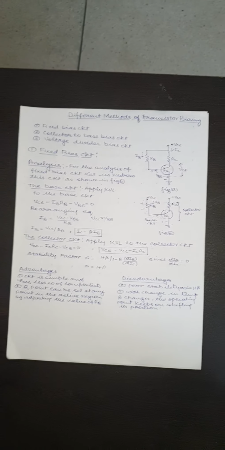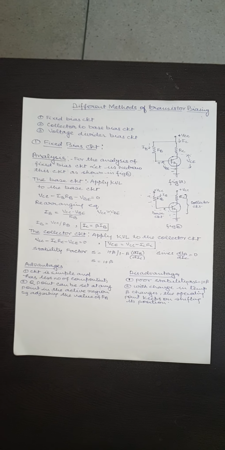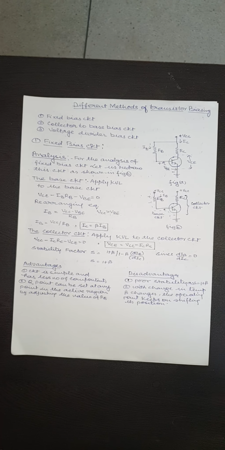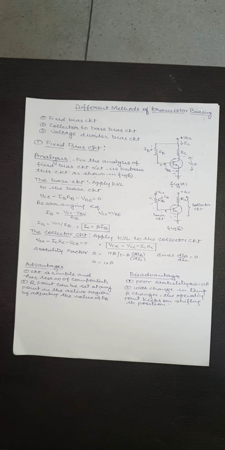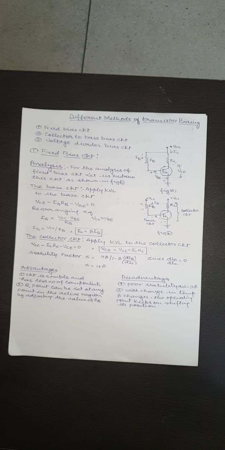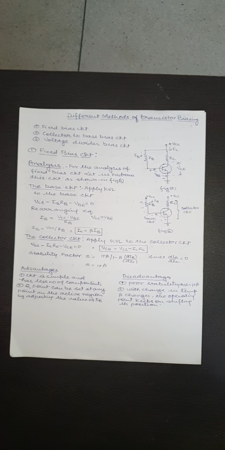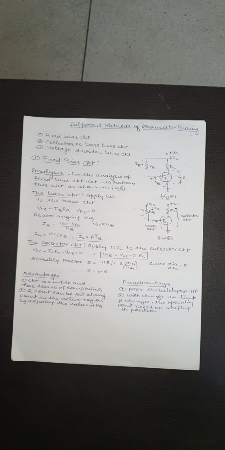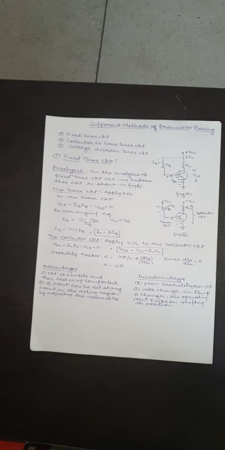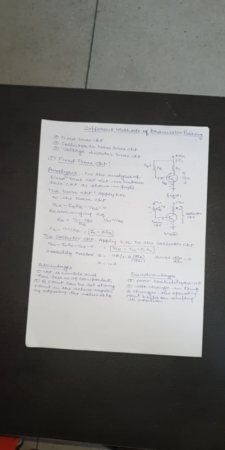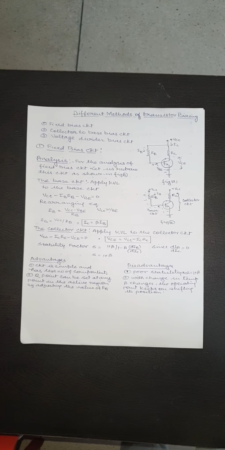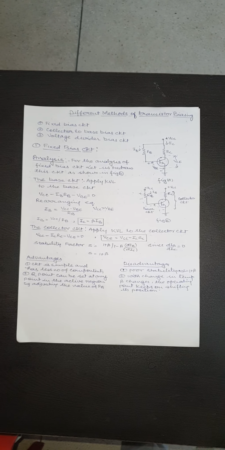Hello students, today our topic is different methods of transistor biasing. Transistor biasing means techniques to stabilize Q point. Under this title we are going to discuss and analyze three different biasing methods. They are fixed bias method, collector to base bias and voltage divider bias circuit. First we discuss fixed bias circuit.